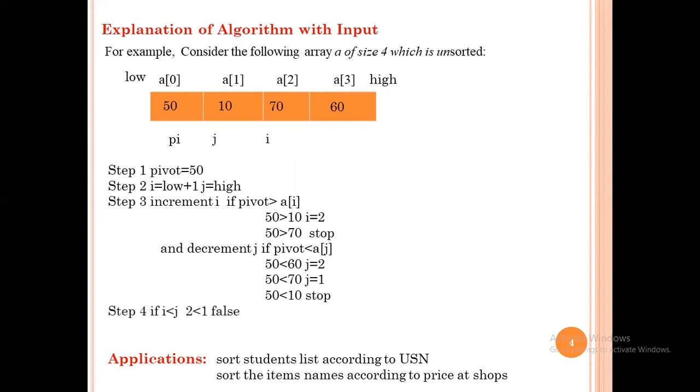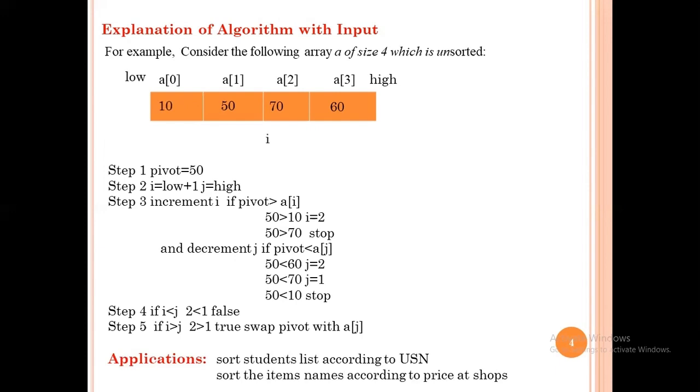Next, step 4. If i is less than j: here i value is 2, j value is 1, 2 is less than 1 is false. So don't swap A[i] with A[j]. Next, step 5. If i is greater than j, yes, the condition is true, therefore swap the pivot element with A[j]. Here 50 and 10 are swapped. So 50's position is fixed.